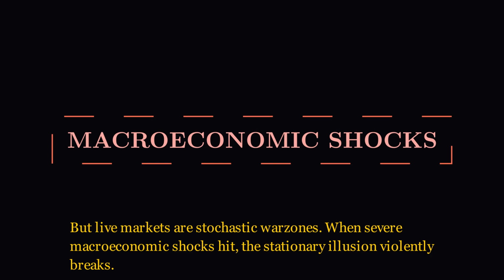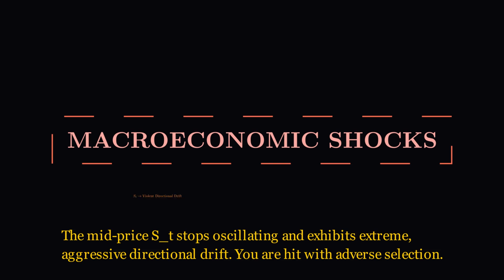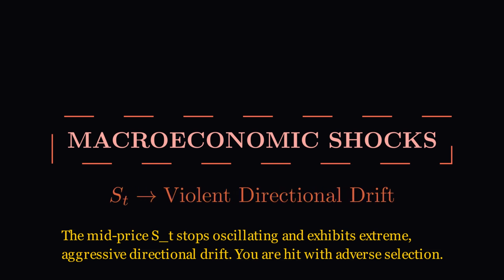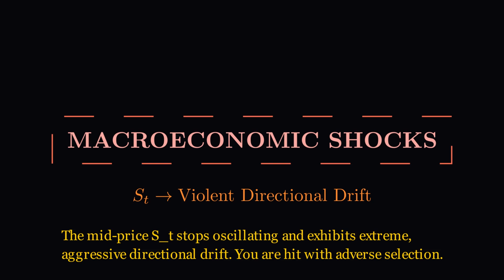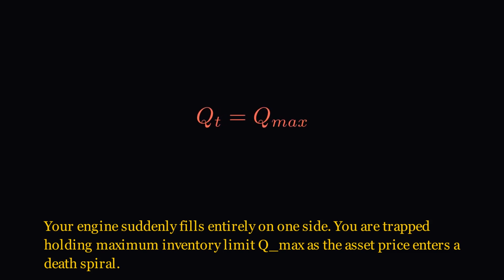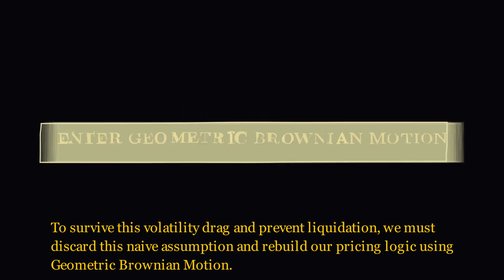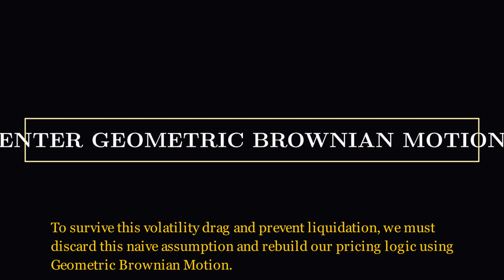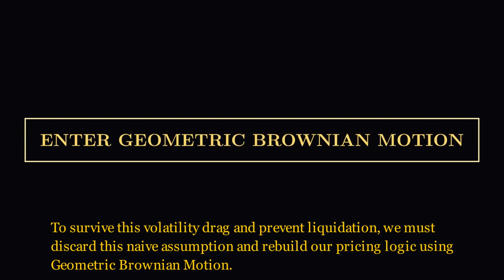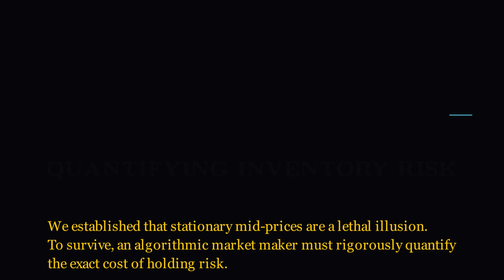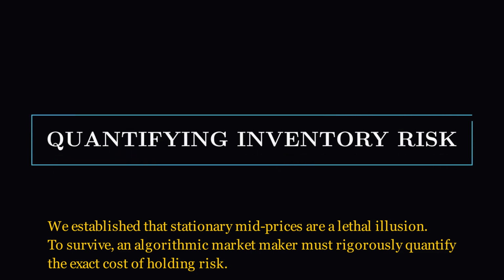When severe macroeconomic shocks hit, the stationary illusion violently breaks. The mid-price S_t stops oscillating and exhibits extreme, aggressive directional drift. You are hit with adverse selection. Your engine suddenly fills entirely on one side. You are trapped holding maximum inventory limit Q_max as the asset price enters a death spiral. To survive this volatility drag and prevent liquidation, we must discard this naive assumption and rebuild our pricing logic using geometric Brownian motion.